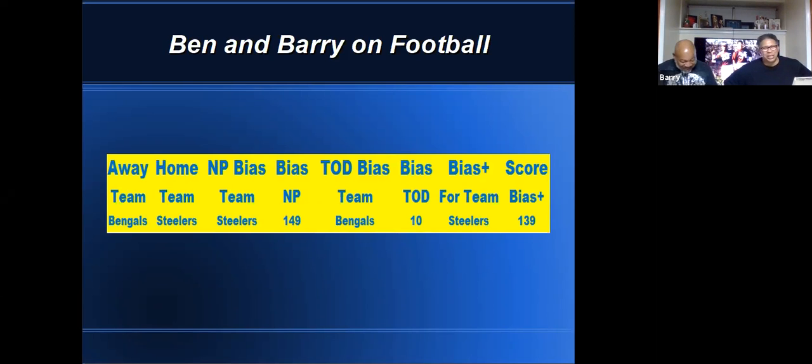Yeah. Steelers have a net point bias of 129 net points in their favor. Bengals have a turnover differential, which mitigates that final bias plus score in the Steelers' favor to 139. Still triple digits. I'm going with the Steelers. They gotta have it. And the Bengals are soft. They're just gonna flat out outscore them.